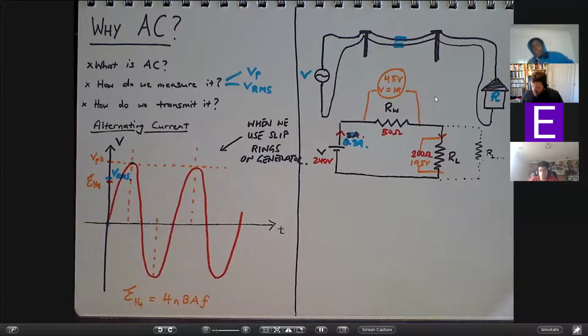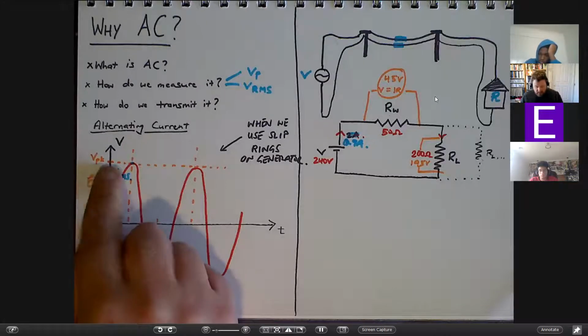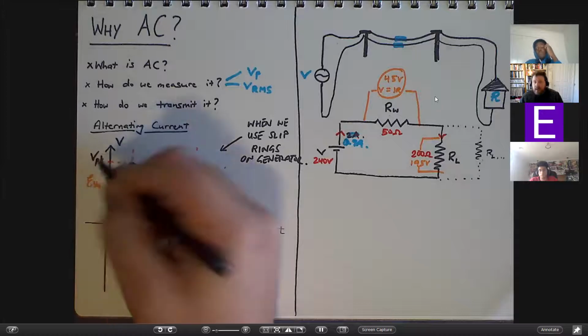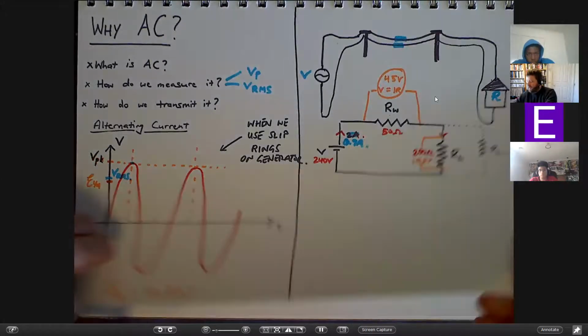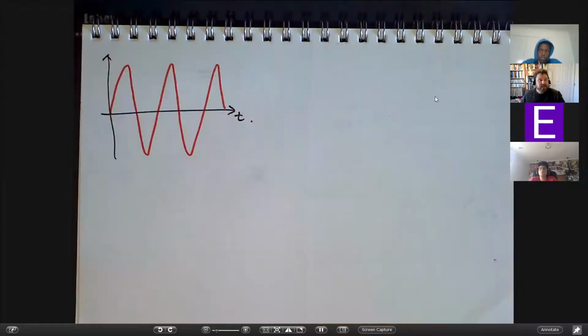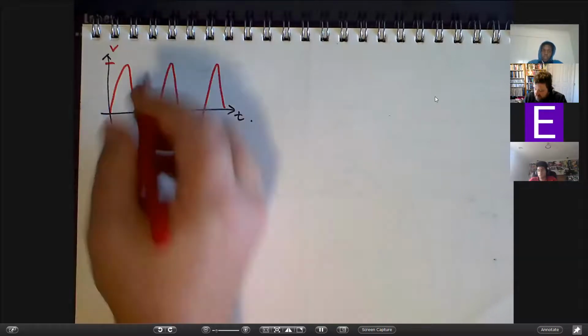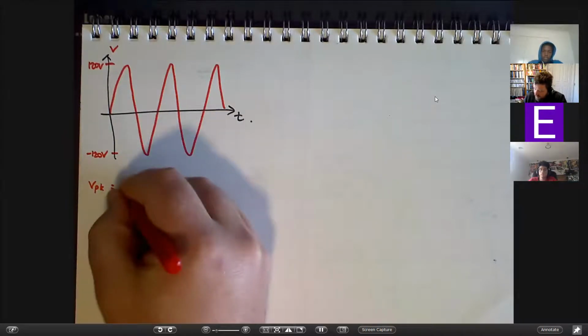If we have some alternating current, we can draw it as a sine graph like this, and we could talk about what this peak value is here. And we could say if we were then going to connect this up in a circuit, let me start a new page, sorry. Very sharp sine wave there. And let's say the peak amount of voltage that we're putting out is 120 volts, whatever. And then that's going to be negative 120 volts. So that's going to be our V peak here. V peak equals 120 volts.